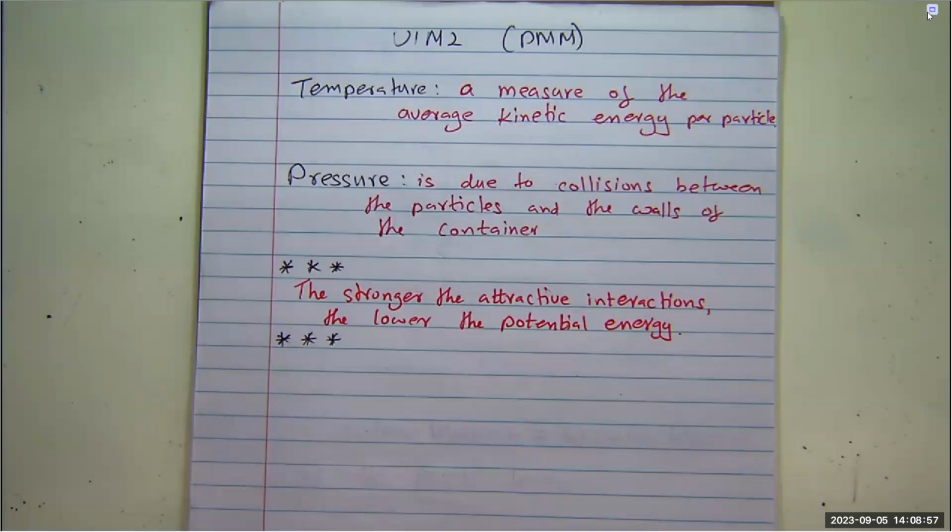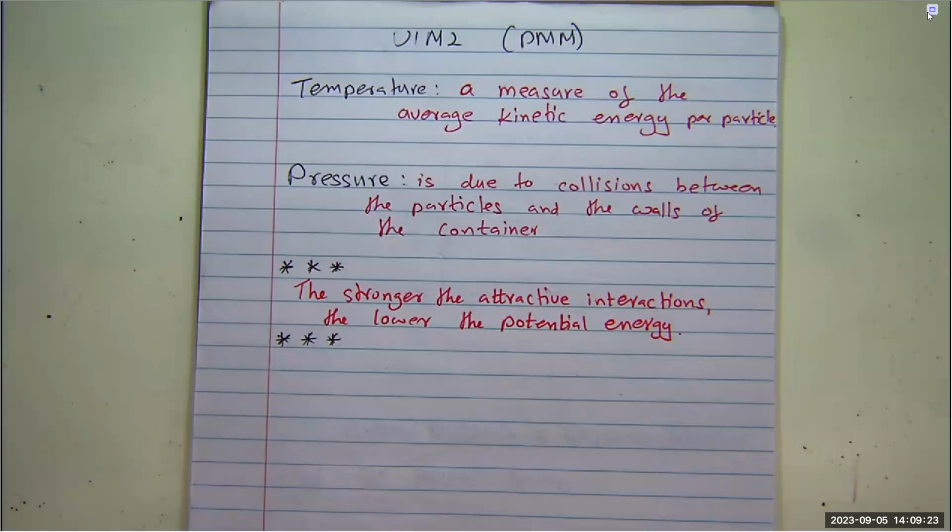If you try to push the particles even closer to each other beyond that point, the potential energy is going to be highly unnatural, and it's going to shoot up in the positive direction. So that's the idea. This mantra stems from that: the stronger the attractive interactions, the lower the potential energy. Do we have any questions, concerns, comments so far?